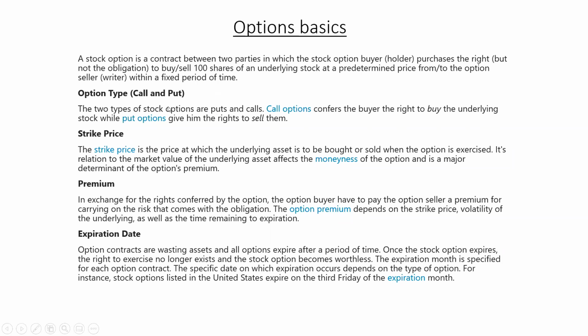There are two kinds of options: one is call and one is put. Call options give the buyer the right to buy an underlying stock, while put options give the buyer the right to sell. That is the definition. We'll discuss that a little later. Then there is strike price, premium, and expiration date. Premium is straightforward: whatever amount you pay for the option, call or put, that is called the premium. Strike price and expiration date I'll cover in the next slide.